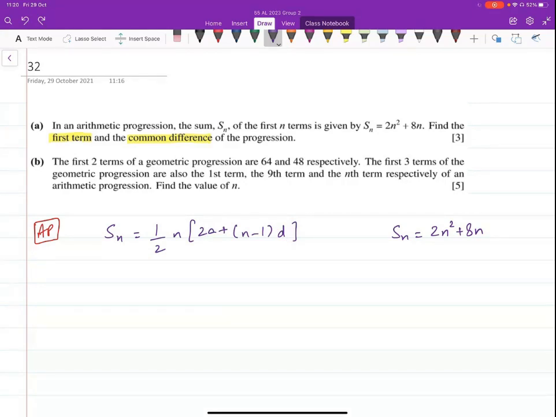So we know that this is the formula for the sum to an AP. उसने हमें कहा हुआ है the sum to this AP is actually 2n square plus 8n. Given this, we have to find the value of a and d. How can we do this?